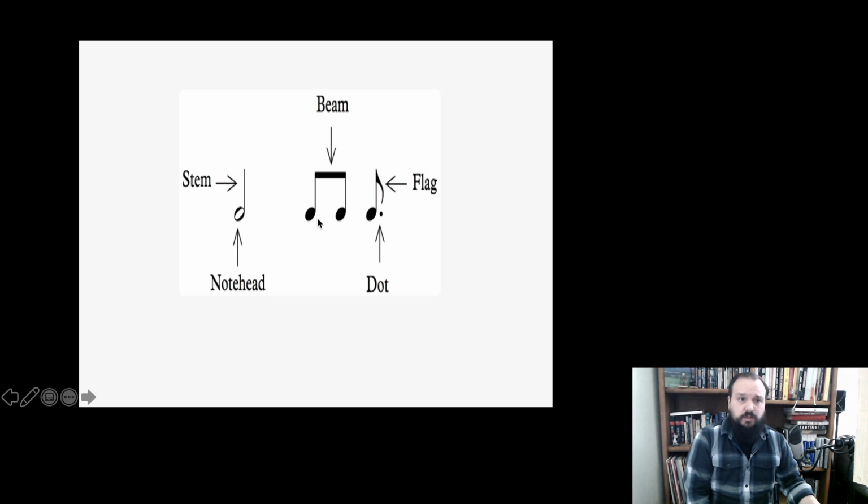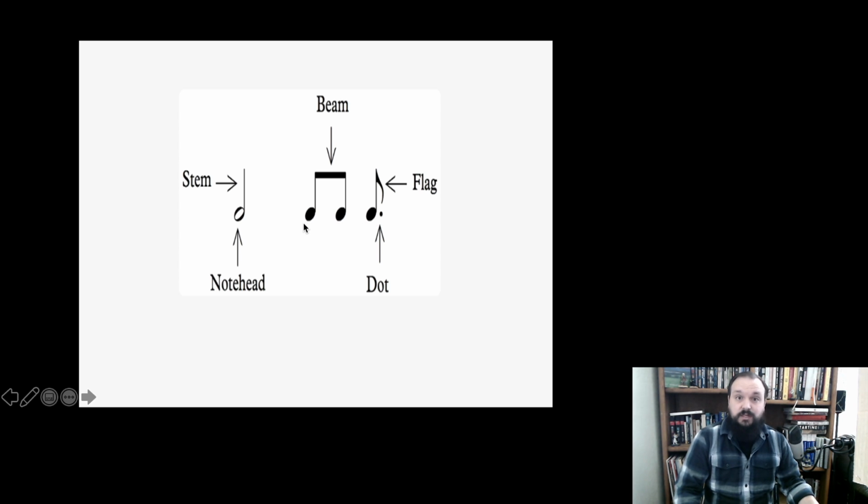Some notes, like these eighth notes here, three of them, have different pieces. They have a head and a stem, but these two right here are connected with what we call the beam. Can you say beam? Beam. That's the beam, and it connects these two eighth notes together. So we have a head, a stem, and a beam. You can have an eighth note on its own, and it would have this part right here. We have the head, the stem, and what we call the flag. The flag shows that this is an eighth note instead of a quarter note or a half note.